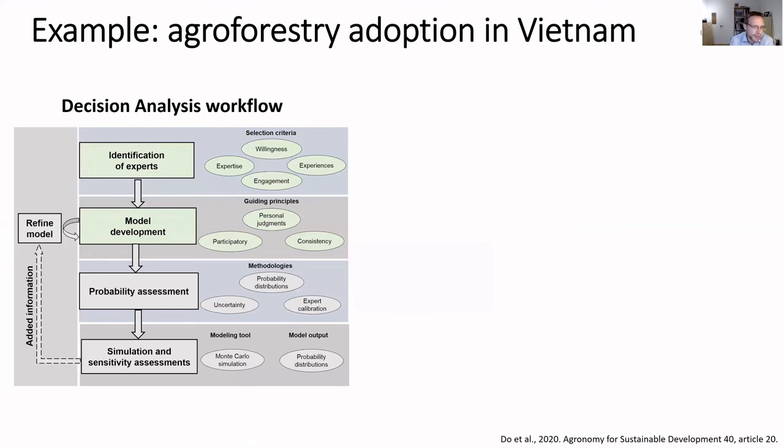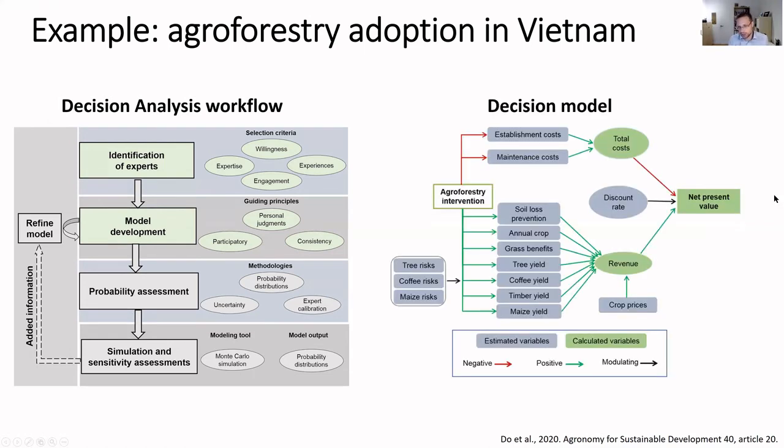Hoa ran through this decision analysis workflow: first identified experts, developed a model together with them, did these probabilistic simulations, post-processing, sensitivity assessment, refined the model, and then was able to make fairly good estimates of what's going to happen. Here's the conceptual model. It's not so complicated. You see all the different benefits that the system produces, all the costs, or some of the cost items here. There's some time discounting, etc. Basically it allows calculating a net present value for all these different options.